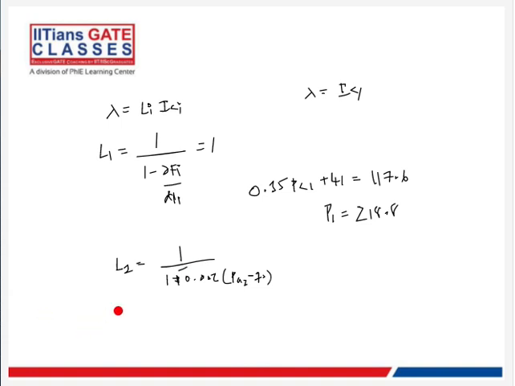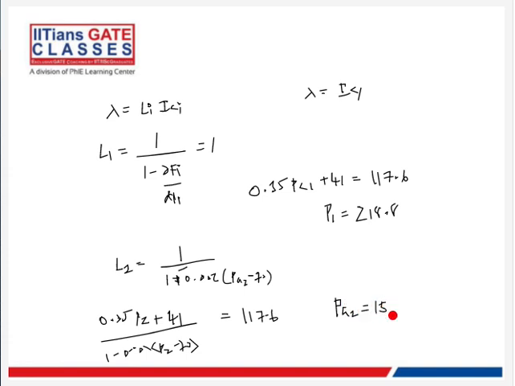So now what does this mean? 0.35 P2 plus 41, divided by 1 minus 0.002 into (P2 minus 70), is equal to 117.6. So you can bring it over here and rearrange and solve. You get Pg2 as how much? 159.03. Right. Now there is the tricky part.